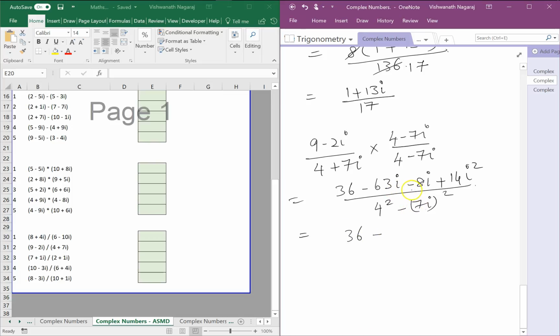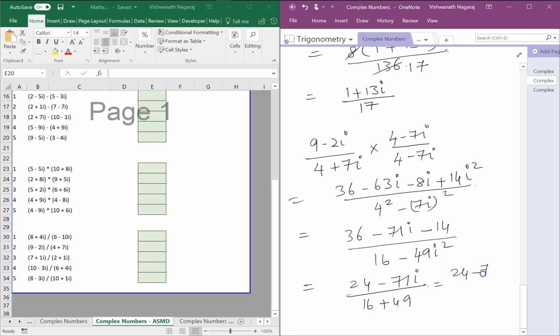36 minus 63 plus 8, 71i minus 14 divided by 16 minus 7 7s are 49, 49i square. 36 minus 14 is 24. 24 minus 71i divided by 16 plus 49. 24 minus 71i divided by 9 plus 6 15, 5 1, 65.